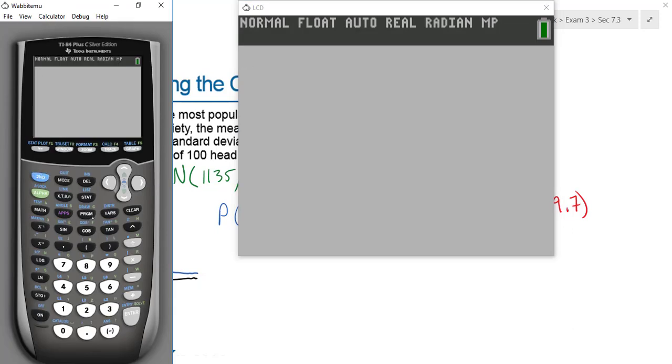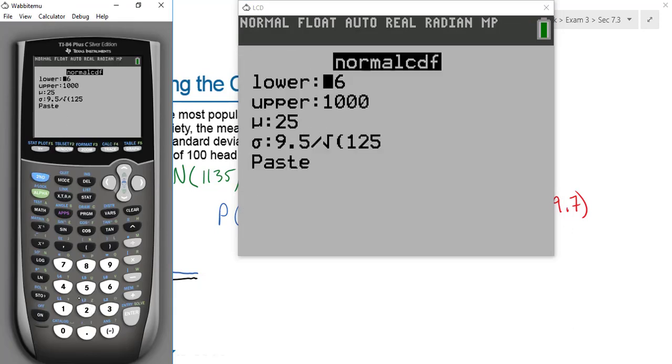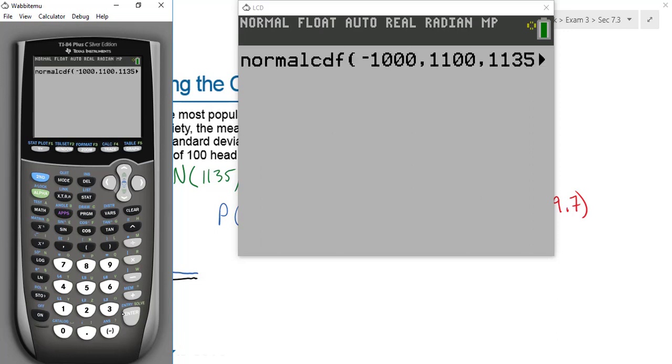So we hit second, bars, number 2, because that's our normal CDF. My left bound is going to be negative infinity, so I'm going to use negative 1,000. My right bound will be 1100. My mean was 1135. And my standard deviation was 9.7. I paste this on my home screen and hit enter, and that gives me this number, 1.541. Can I have a probability that's bigger than 1?